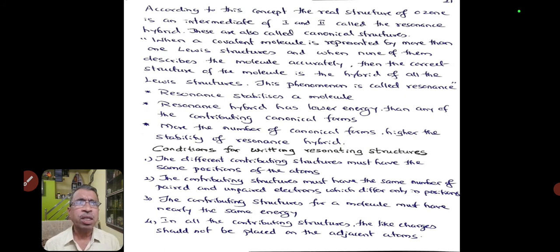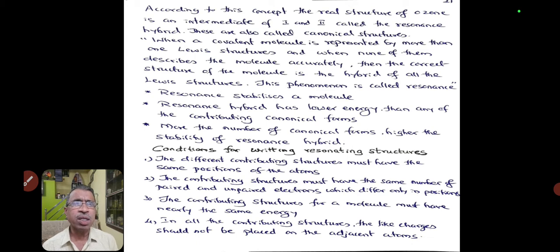According to this concept, the real structure of ozone is an intermediate of structure 1 and 2 called resonance hybrid. These are also called canonical structures. We can define resonance as: when a covalent molecule is represented by more than one Lewis structure and none of them describes the molecule accurately, then the correct structure of the molecule is the hybrid of all the Lewis structures. This phenomenon is called resonance.